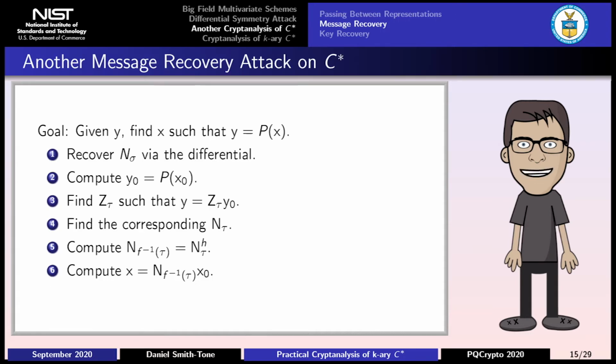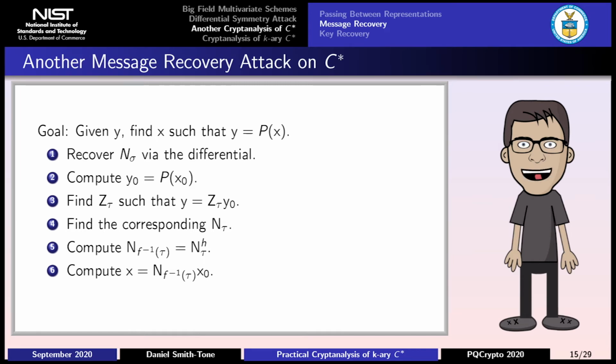Now, using this tool, it is easy to derive another message recovery attack on Cstar. I'd like to comment at this point that I feel like this attack is more or less known by many in the community. I know that I've known about it for at least around 12 years, and I think that many other experts know it also, perhaps modulo some of the details.